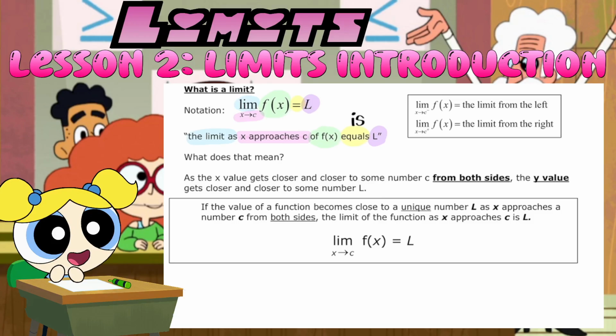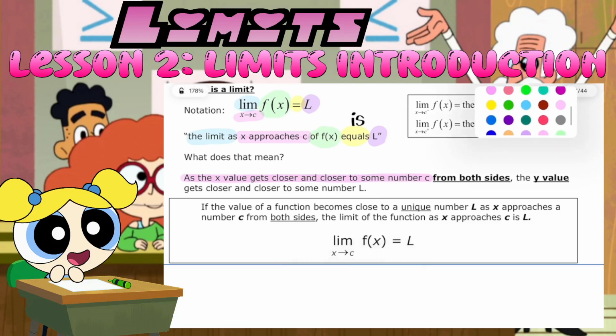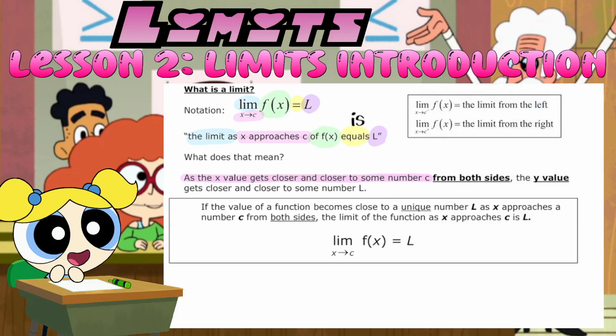Now, that's how we read it, and what does that mean? As the x value gets closer and closer to some number, and where is that coming from? Well, I'm glad you asked. As the x value gets closer and closer to some number c. So I just really tried to enhance the pink, okay? So the pink part is talking about that little arrow underneath the limit, that little subscript, right? From both sides. Now, over here, let's grab us some orange highlighter. From both sides.